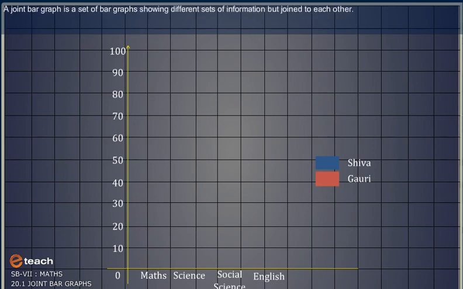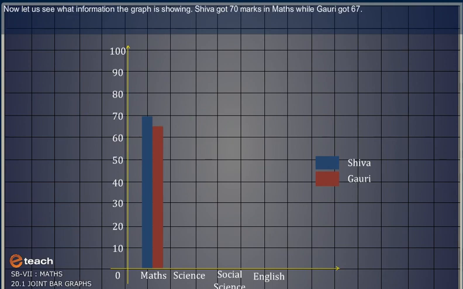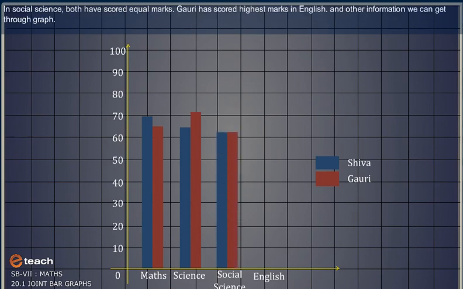A joint bar graph is a set of bar graphs showing different sets of information but joined to each other. Now let us see what information the graph is showing. Shiva got 70 marks in maths, while Gauri got 67. In social science, both have scored equal marks. Gauri has scored highest marks in English. And other information we can get through the graph.